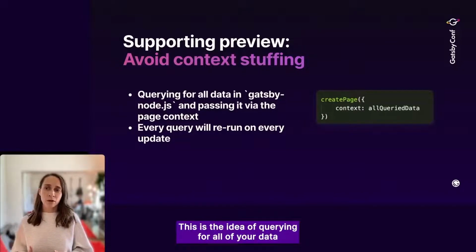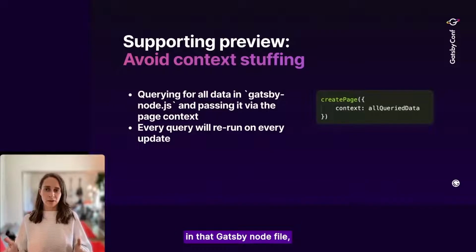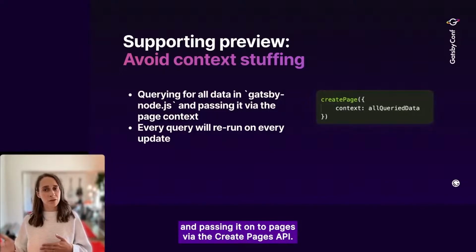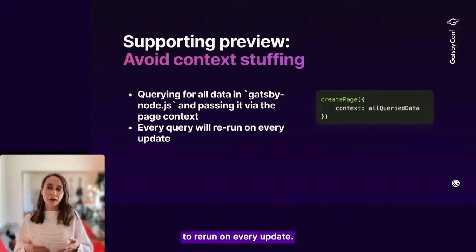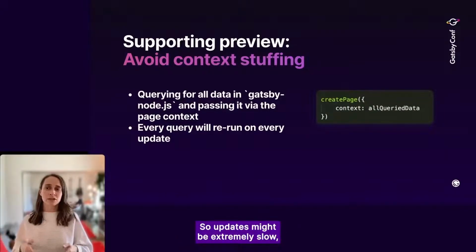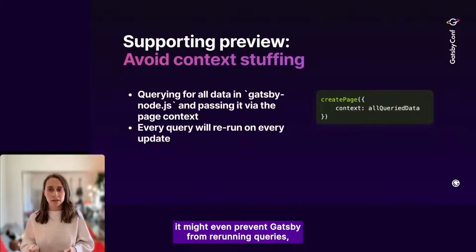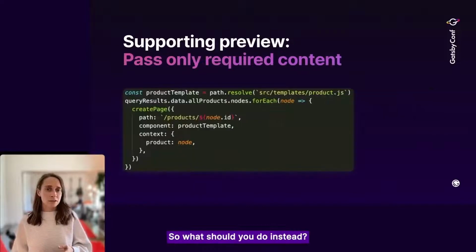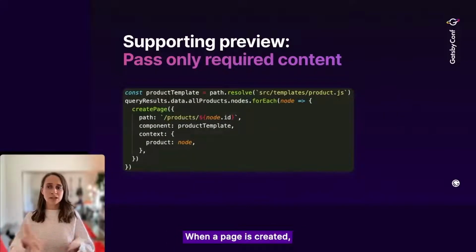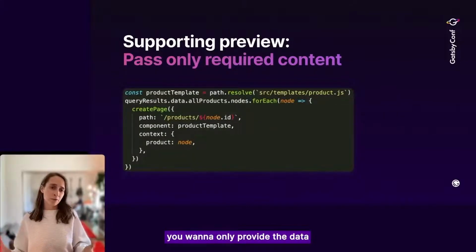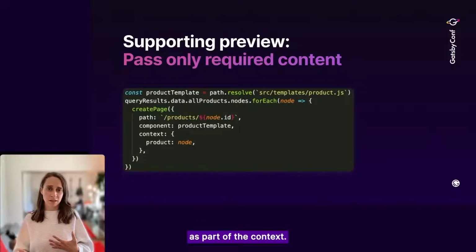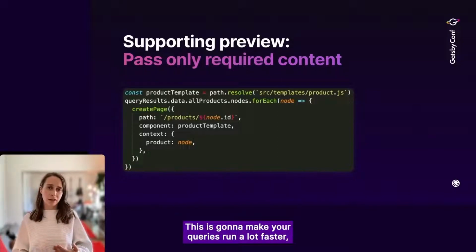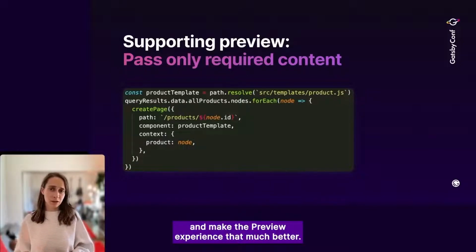This is the idea of querying for all of your data in that Gatsby node file and passing it onto pages via the Create Pages API. This will cause every query in the site to rerun on every update. So updates might be extremely slow, and in some cases, it might even prevent Gatsby from rerunning queries, resulting in stale data. So what should you do instead? When a page is created, you want to only provide the data that is required to create that page as part of the context. This is going to make your queries run a lot faster and make the preview experience that much better.